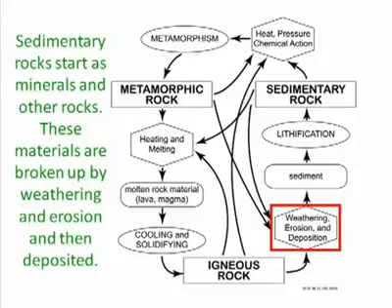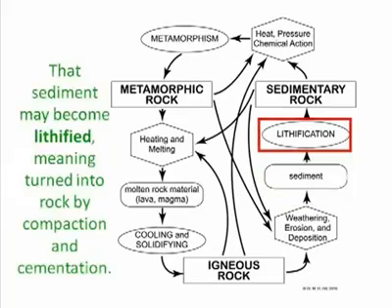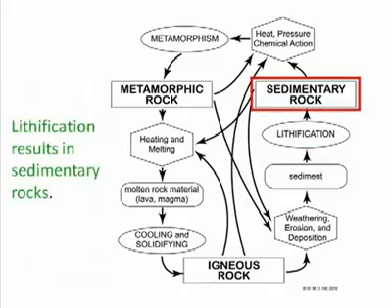Sedimentary rocks start as minerals and other rocks. These materials are broken up by weathering and erosion and then deposited. This is shown by the model called the rock cycle. The loose rock debris is called sediment. The sediment may be lithified. Lithified means turned into rock. This occurs through the processes of compaction and cementation. Lithification results in the material becoming sedimentary rock.